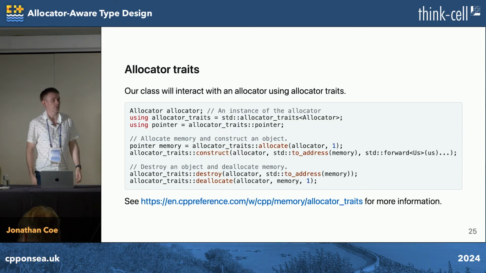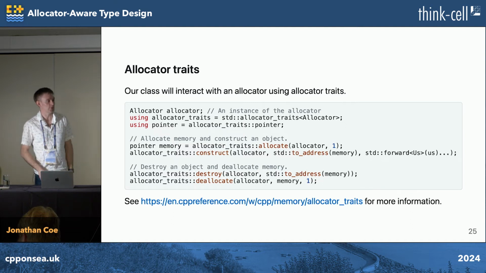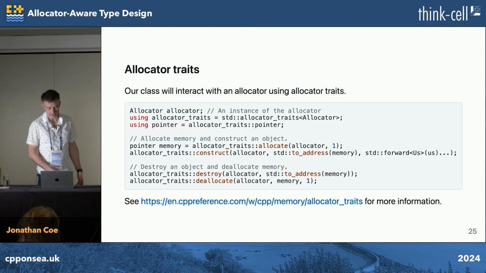I think John and I were talking about this earlier, and you can get some insane speed wins from doing this. I haven't played myself. Allocator traits is wonderfully documented on CPP reference. So yeah, look there if you need to know more.